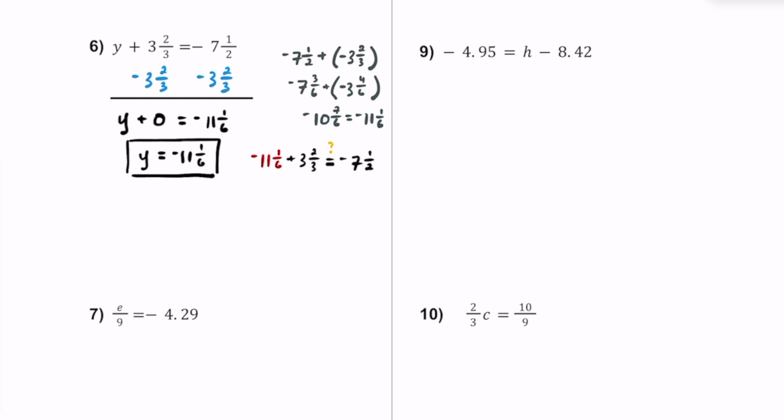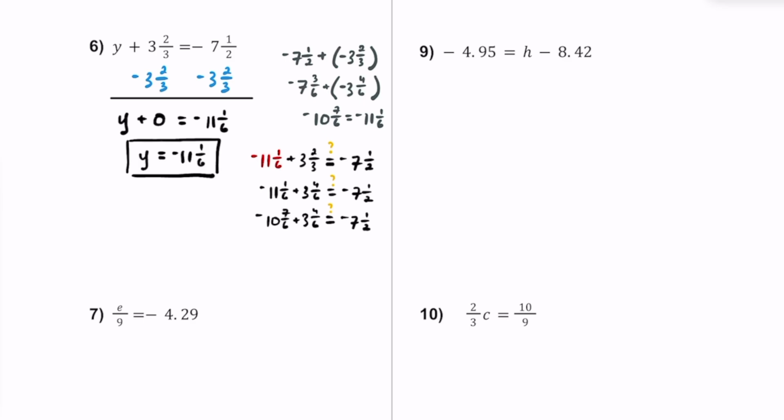Okay, so let's see. On the left side, we need some common denominators. So let's use 6 here, I think, right? So negative 11 1/6 plus 3 4/6. Let's see if that's equal to the negative 7 1/2. I think we're going to have to subtract this one from this one using their absolute values, and we're going to need to borrow a little bit. So let's make this one negative 10 7/6, and then it's plus 3 4/6. Right? The reason we can do that is just regrouping the whole number and the fraction part so that we can actually subtract here.